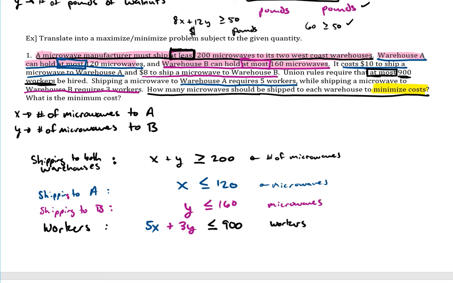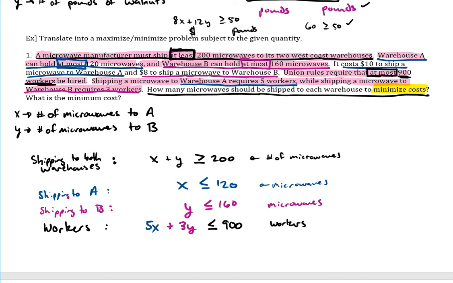Okay, so 5 workers for warehouse A. So if they shipped 2 microwaves to warehouse A, it would require 10 workers. And so it looks like our units are matching as they should for this. And then let me go to my highlighter and say, well, I just took care of that. This started here. Union rules require that at most 900 workers be hired. Shipping a microwave to warehouse A requires 5 workers. So I'm just highlighting all of what we just used. Okay, so it gets a little messy. Let me even highlight that just to show. Okay, so I've highlighted almost everything to show I've taken care of almost everything.